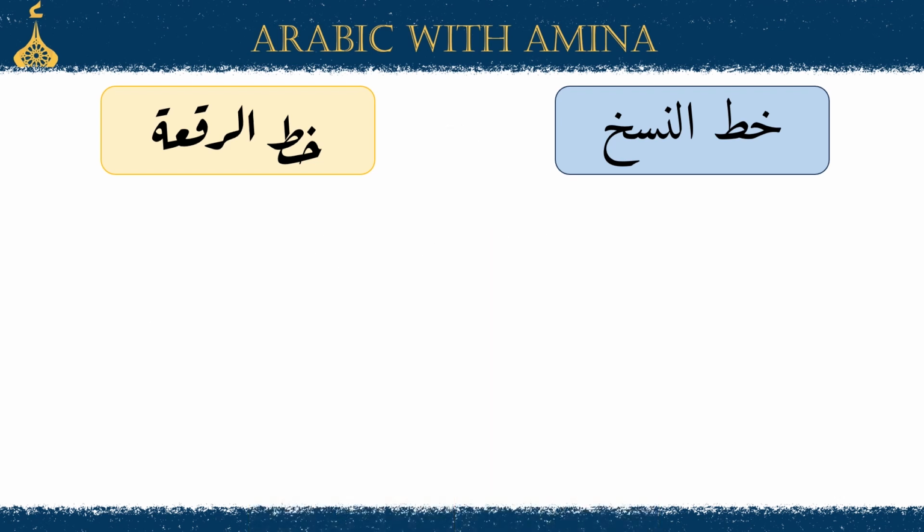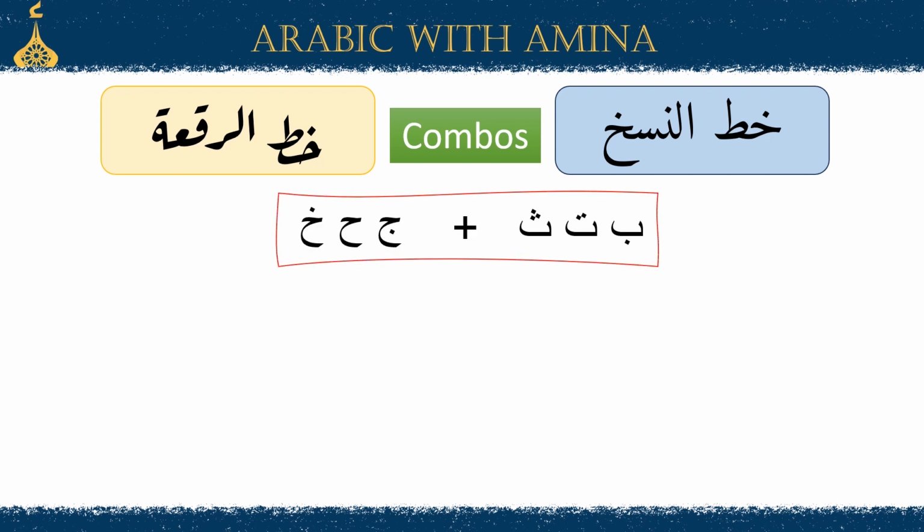Now we'll be talking about the different ways of writing specific letter combinations. Our first combo is the letter ba or ta or tha, followed by the letter jim or ha or kha. And that's because these letters are written the same, but the only difference between them is where the dots are. So it can either be ba ta tha and jim ha kha. We'll use this sentence to demonstrate.